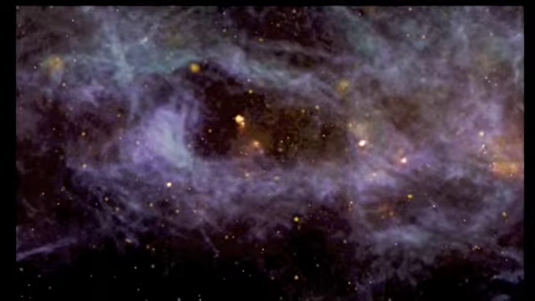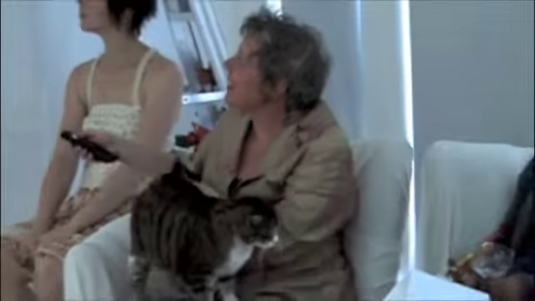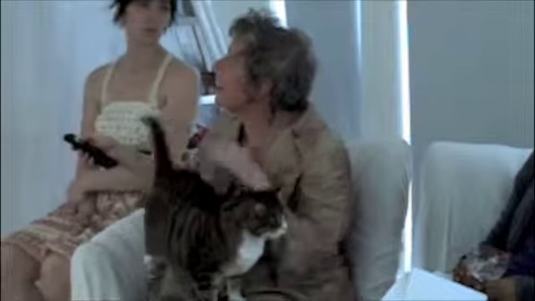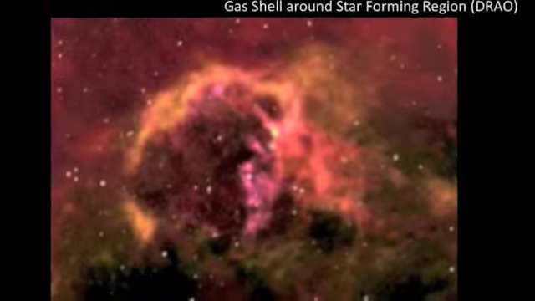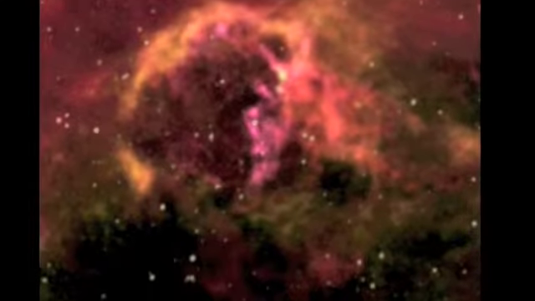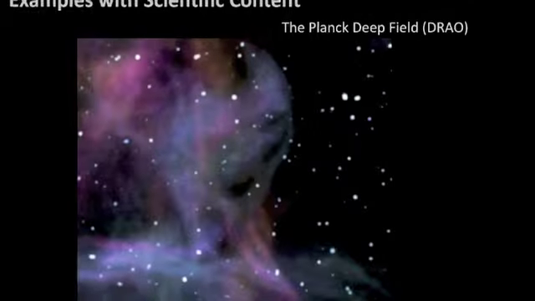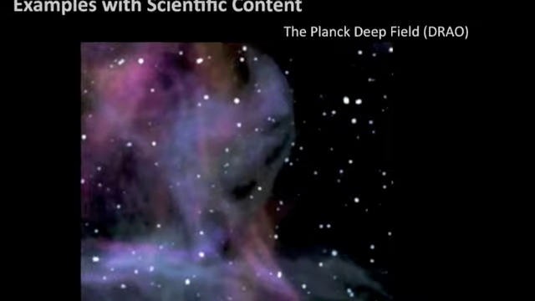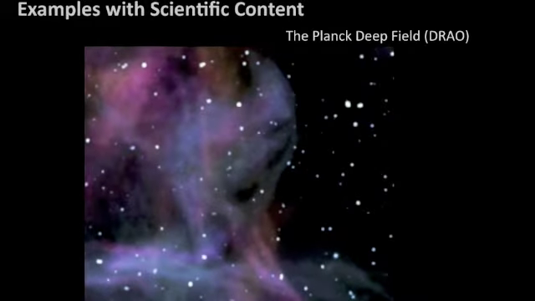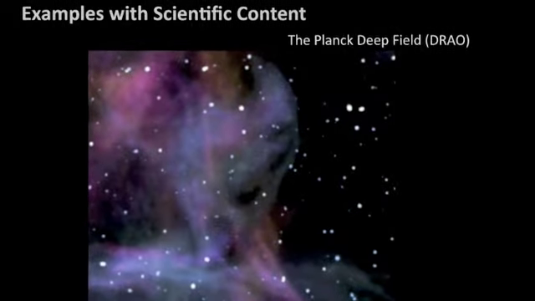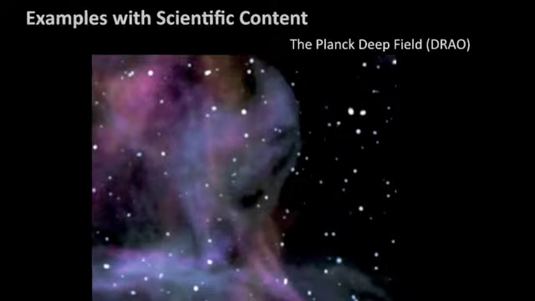This one won the NRAO image competition, and it's also colored on velocity. So it's gas again. And this is also an expanding gas shell. At the edge, that blue is coming towards you. This is not released yet. This is the Planck deep field from the Dillingen Radio Astrophysical Observatory. It shows the turbulence again in the gas.